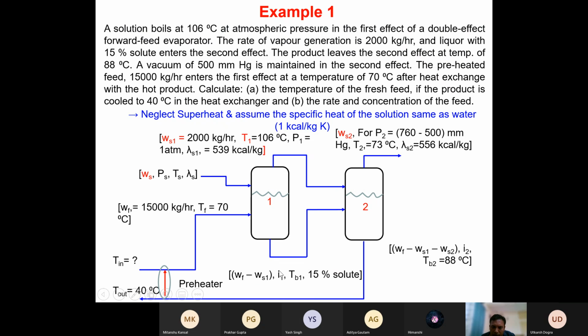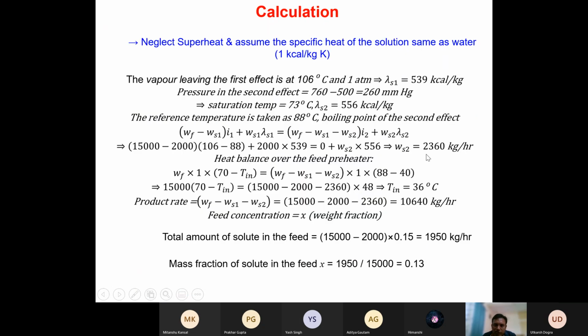(Wf minus Ws1) into I1 plus Ws1 into lambda S1 should be equal to (Wf minus Ws1 minus Ws2) into I2 plus Ws2 into lambda S2. That's what is going to be the balance, isn't it? This is the balance equation. Now this balance equation, we take it at 88 degrees Celsius.